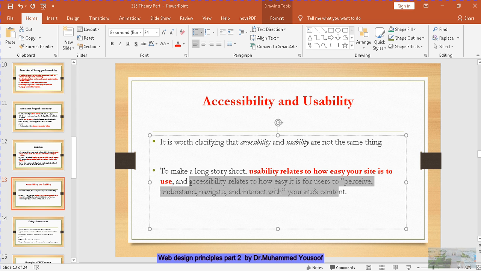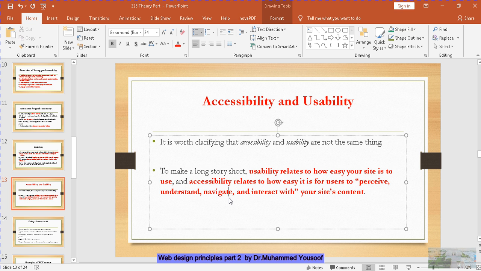For example, you are having a menu. It is related to usability. But if you are going to use some difficult words that they cannot understand, they find it difficult. So this is called accessibility. These are different terms, but there is some relationship between the two.